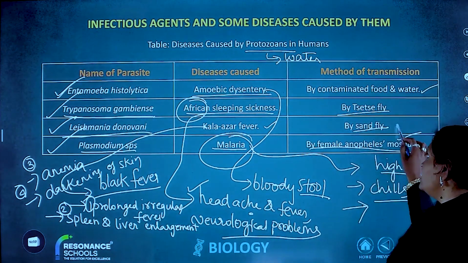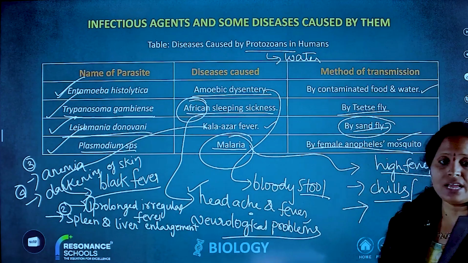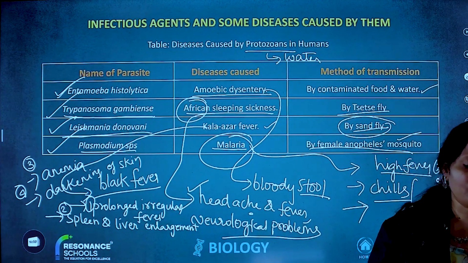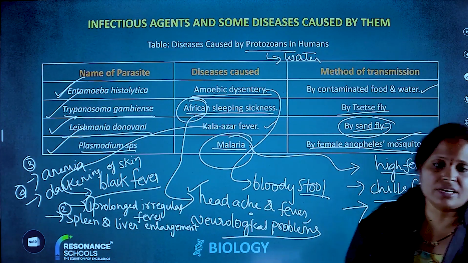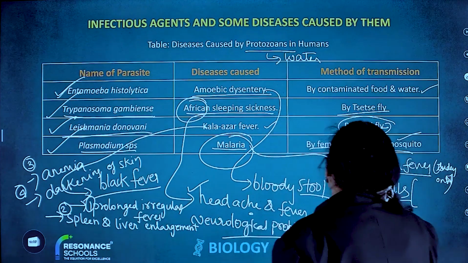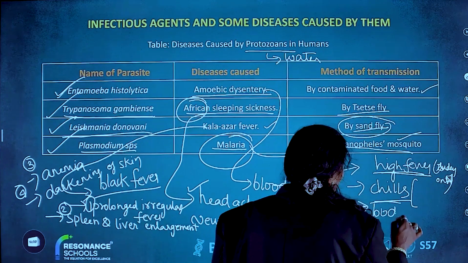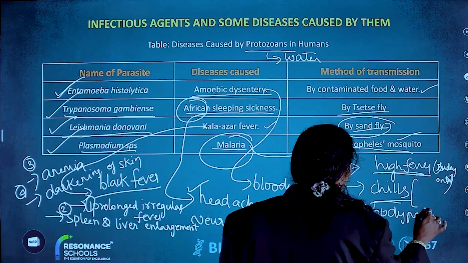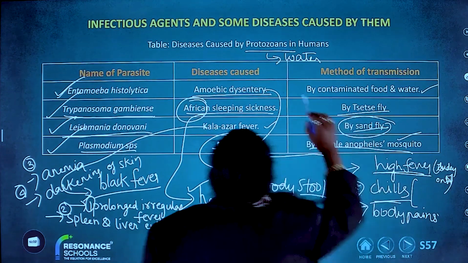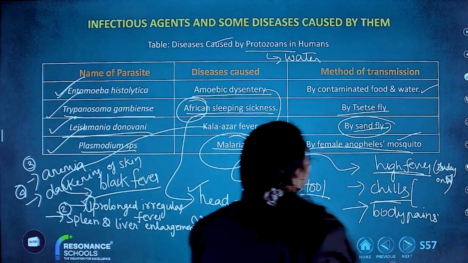Sand fly, it's a fly, an insect kind of thing. Tsetse fly is also an insect kind of thing. Okay. Now, high fever with chills and body pains, these are the symptoms of malaria. So these are the diseases caused by protozoans in humans.